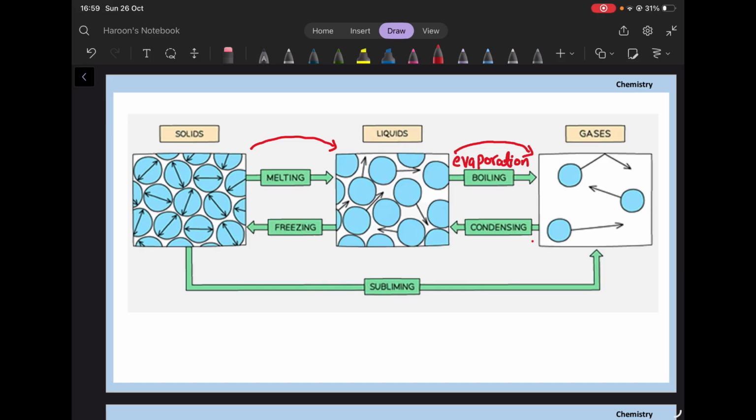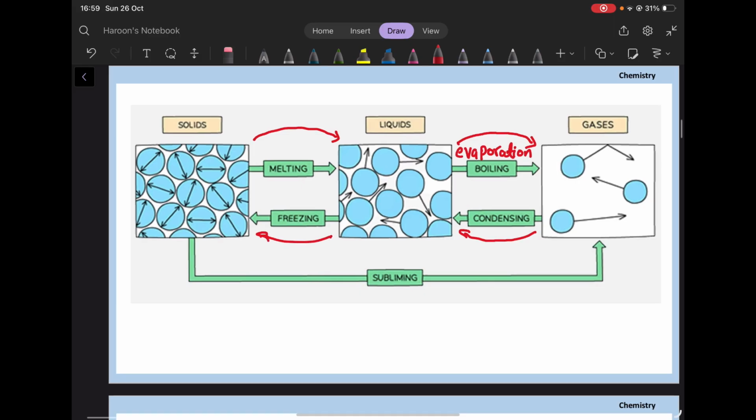Reverse of boiling would be known as condensation. That is your conversion from a gaseous to a liquid state, and the reverse of melting would be freezing. Freezing is the reverse of melting. We also sometimes refer to it as solidification.